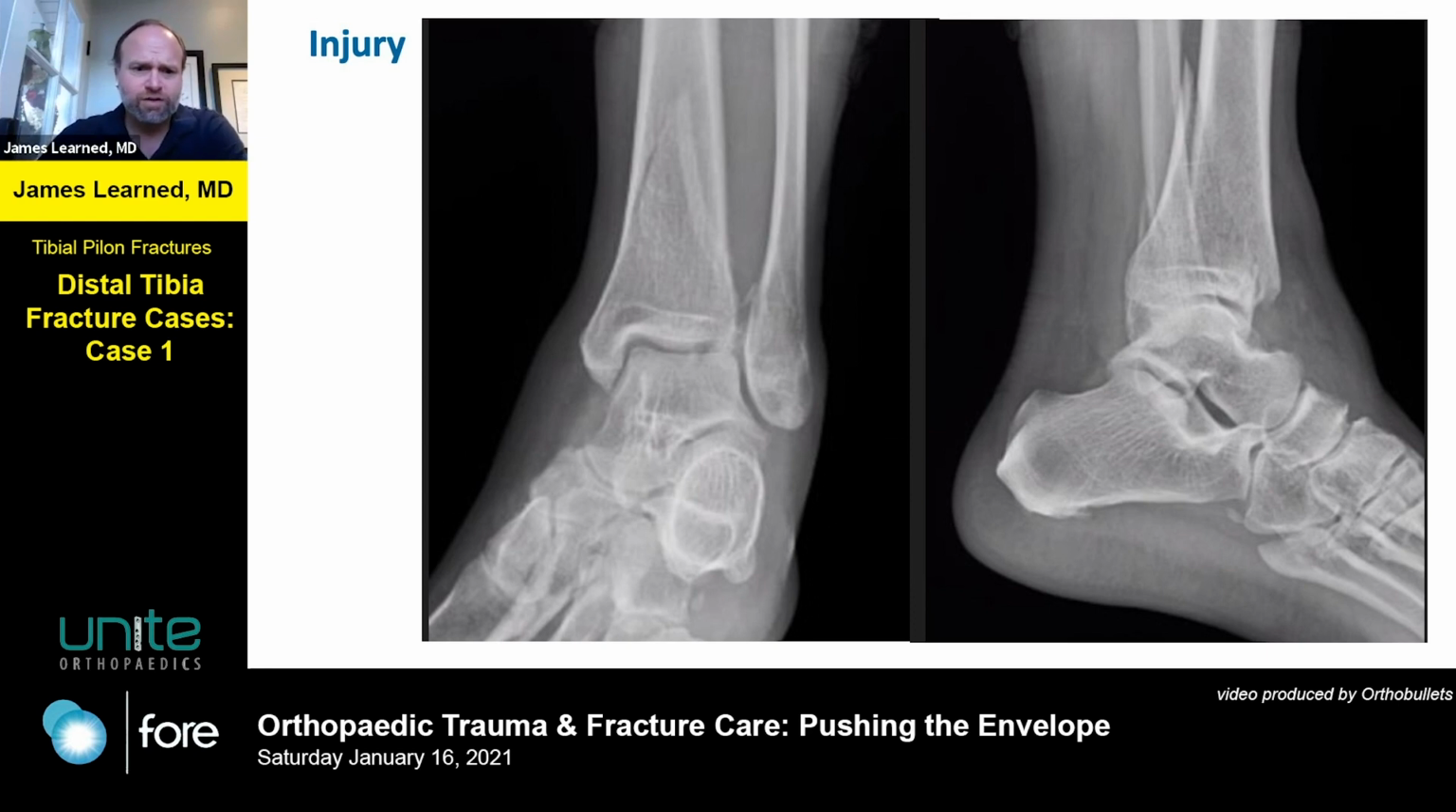You can still sort of trace out some of the fracture lines, but a nicely reduced syndesmosis and nicely reduced tibio-talar joint, and I think a good example of how an accurate reduction and stable fixation can lead to a good result in these.